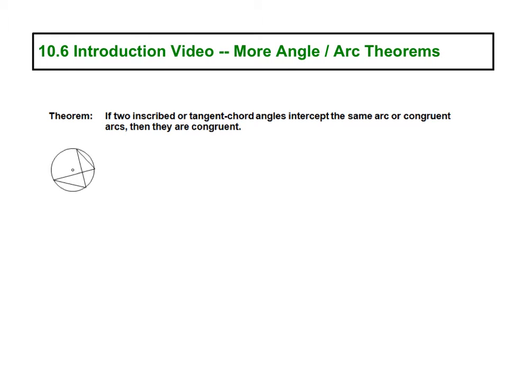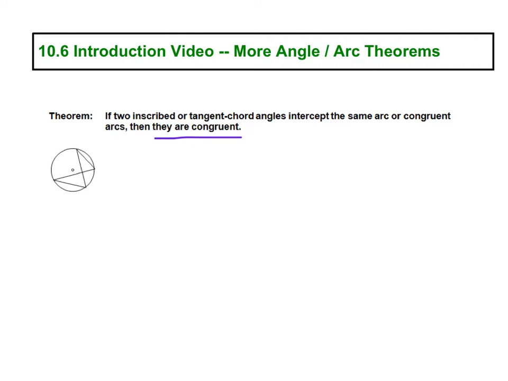All right, in lesson 10.6, we are going to look at 3 different theorems involving angles and arcs. So the first theorem: if 2 inscribed or tangent chord angles intercept the same arc or congruent arcs, then they are congruent. So let's take a look at what that means.